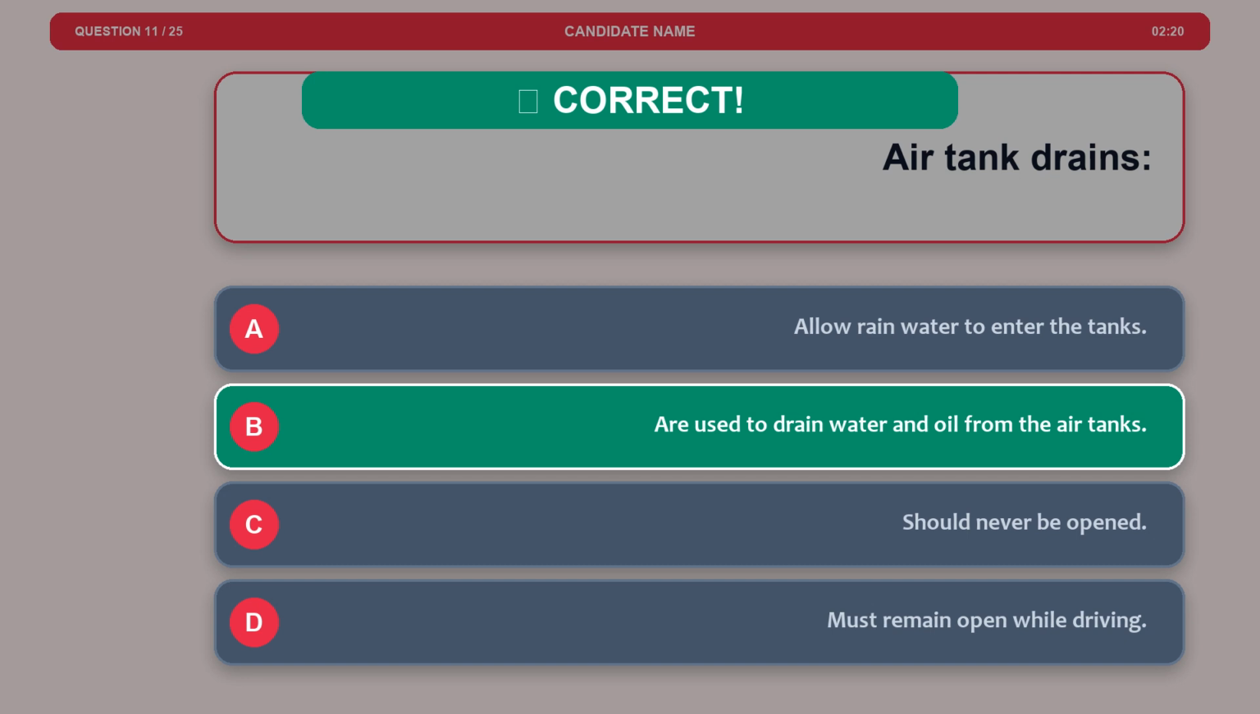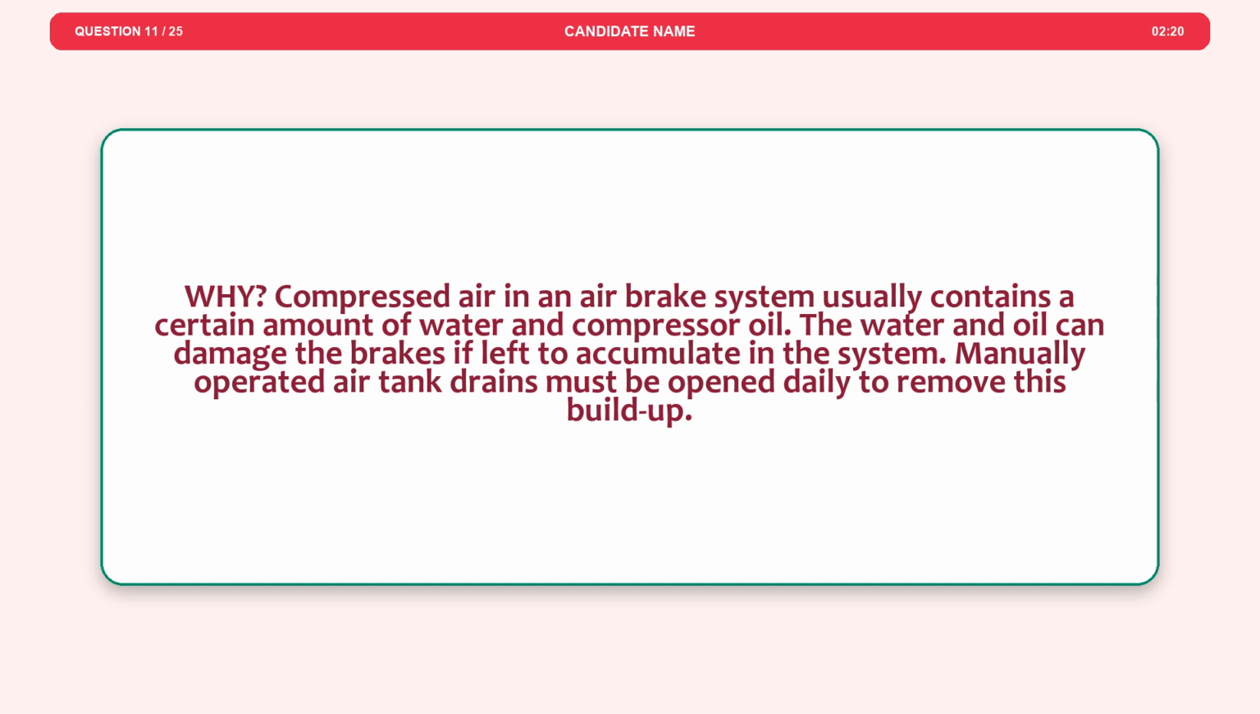The correct answer is option B, are used to drain water and oil from the air tanks. Explanation. Compressed air in an air brake system usually contains a certain amount of water and compressor oil. The water and oil can damage the brakes if left to accumulate in the system. Manually operated air tank drains must be opened daily to remove this buildup.